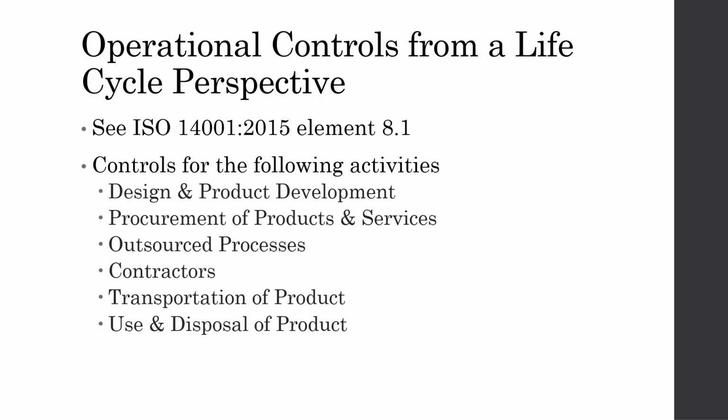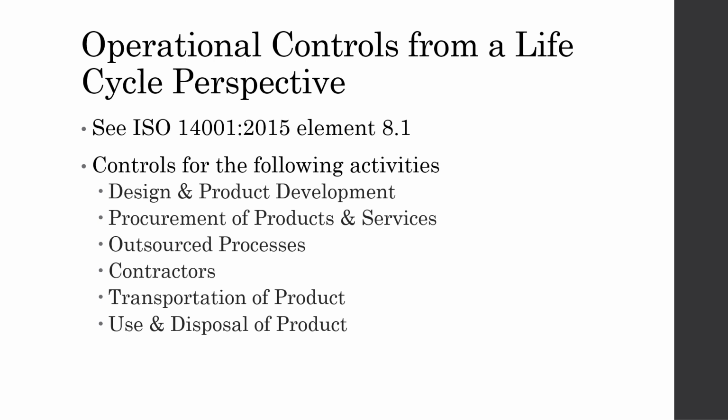Contractors, how do we communicate our environmental requirements for contractors and the provider of services? So if you've got a janitorial service, do we specify the types of cleaning chemicals they can use, how they dispose of those things that they choose to recycle? In the transportation of our product and ultimately the use and disposal of our product. So in 8.1, it says we should consider the aspects that we identified in 6.1, and then we should determine how those activities are controlled or influenced.